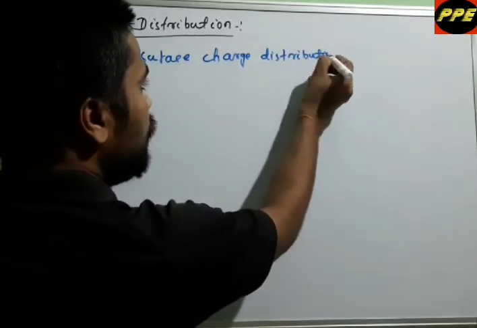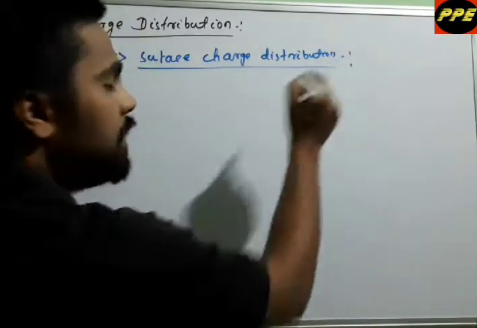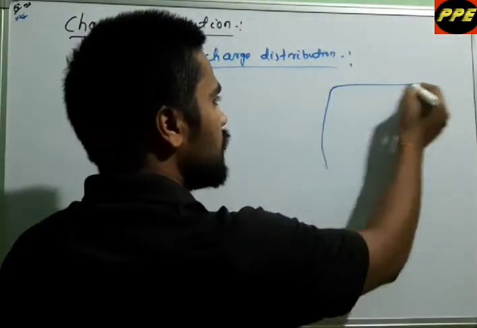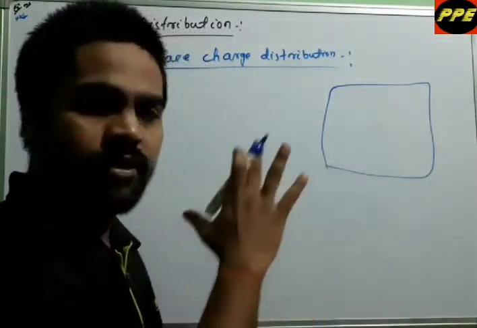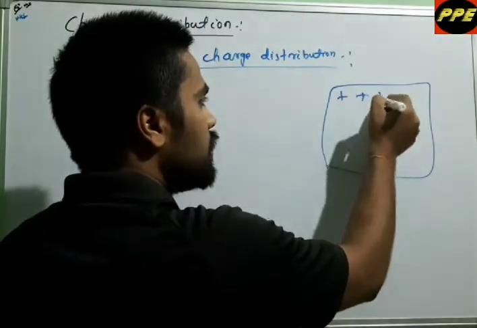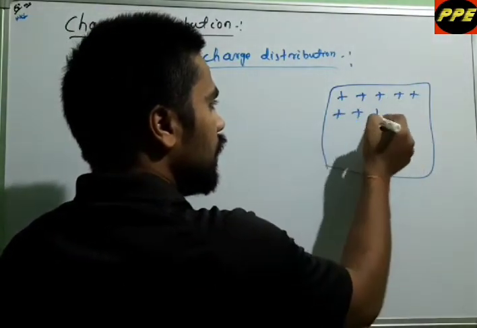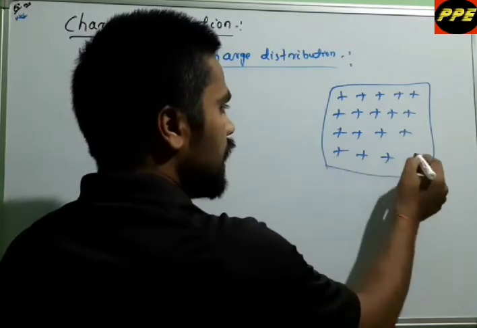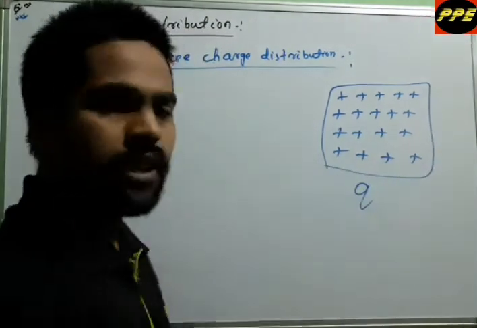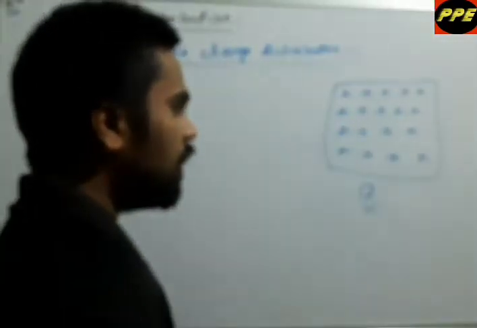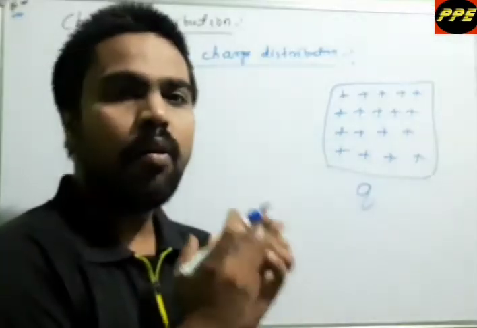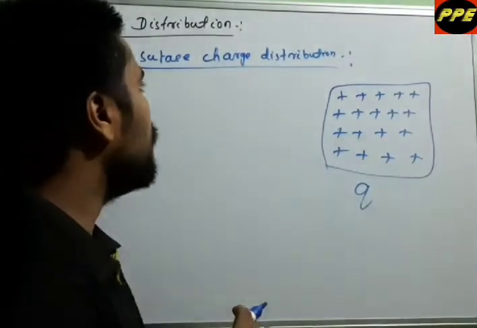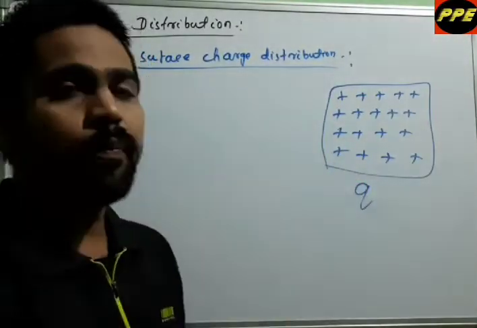If the charges are distributed on a surface, that means I am taking a surface like this. This is a two-dimensional surface. There are so many charges distributed here. I can say the charge is q, Q is distributed. Then you can find how much charge is distributed. So in that case, you can say that it is a surface.